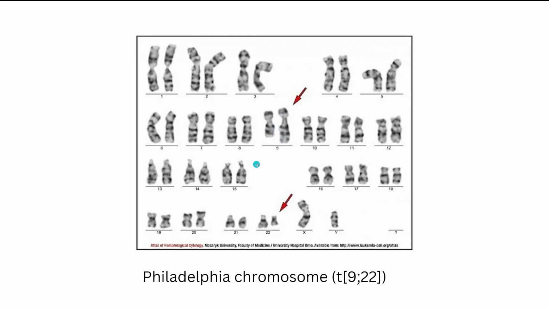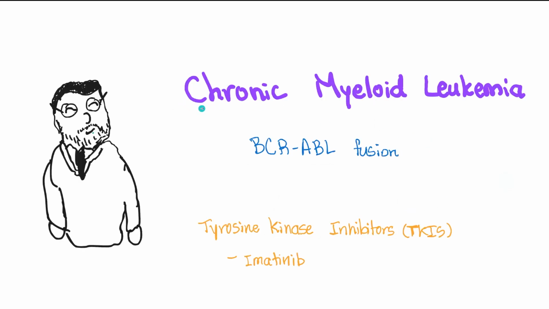And this specific translocation we call the Philadelphia chromosome, and it actually has a significant relationship to chronic myeloid leukemia, which is basically a BCR-ABL fusion protein. And luckily for Paul Ehrlich, if he was in our age, we have tyrosine kinase inhibitors such as imatinib, and we can basically treat Paul Ehrlich and he might actually survive a lot longer.